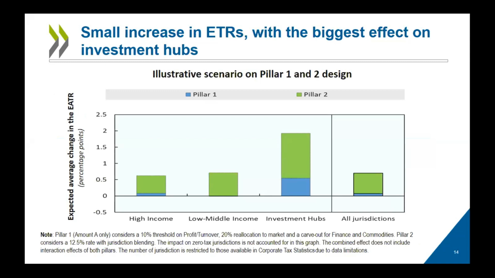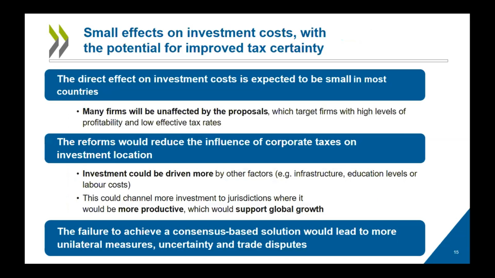Now, we see in this here an illustrative scenario of the combined effect of Pillar 1 and Pillar 2 on effective tax rates, forward-looking effective tax rates. We see fairly modest impacts for most countries, high income, low to middle income countries. Obviously, the picture would be slightly different for investment hubs, who will see some larger increases in investment costs. But overall, we see fairly modest increases in effective tax rates as a result of the implementation of these reforms. Now, as I said, the direct effect on investment costs expected to be small.